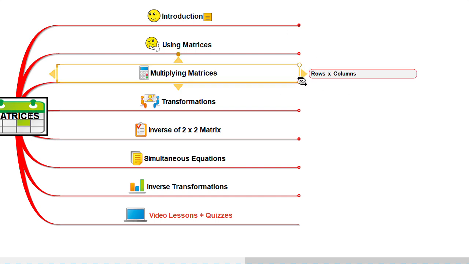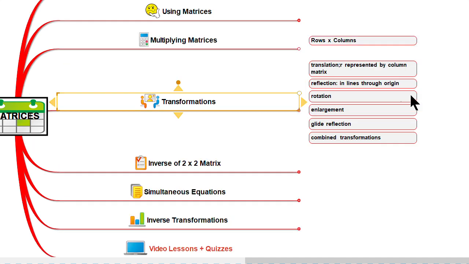Multiplying matrices, columns by rows by columns, transformations, the different types of transformations. You have translation, it's represented by a column matrix. Reflection, in order for there to be a reflection, it has to be in a line through the origin. It is reflected in a line passing through the origin. You have then rotation, enlargement, glide reflection, combined transformations, and much more.